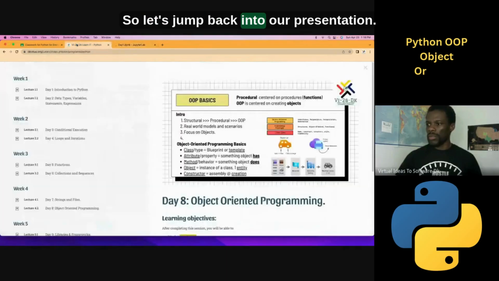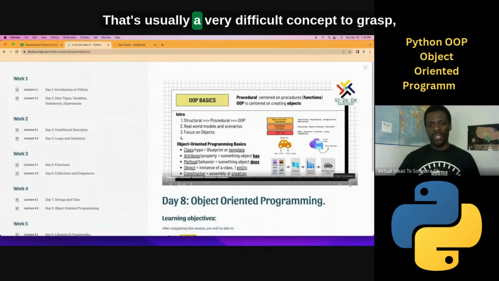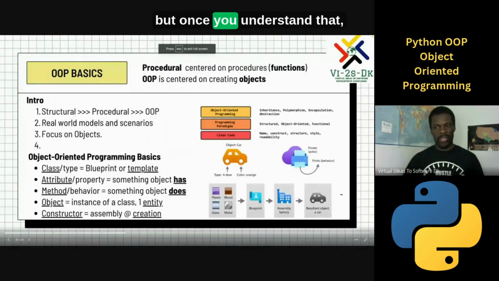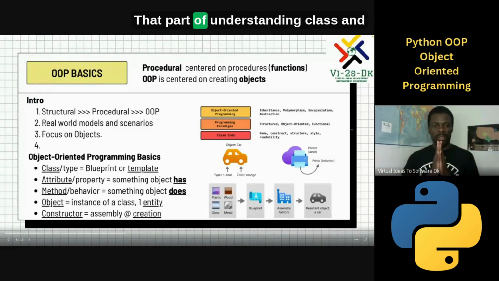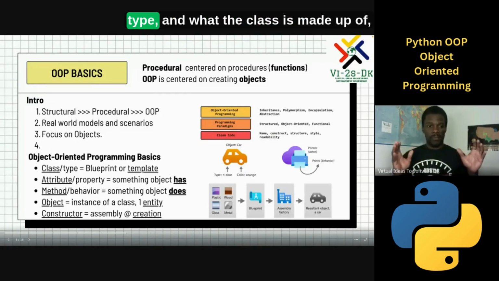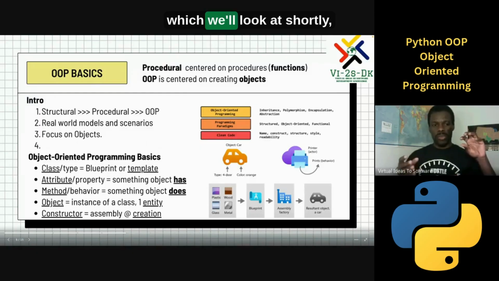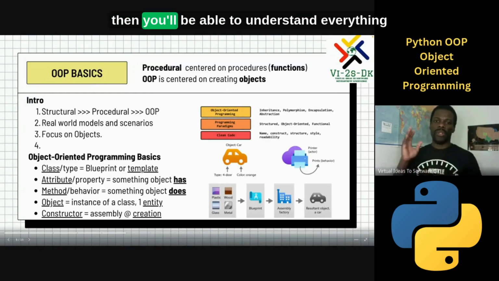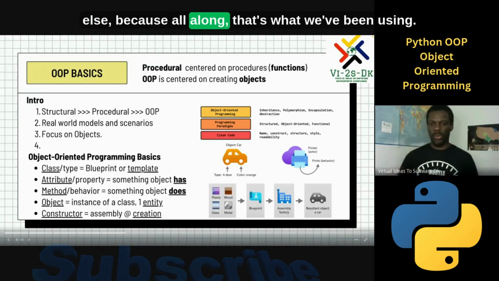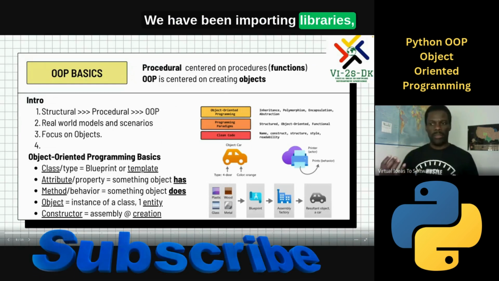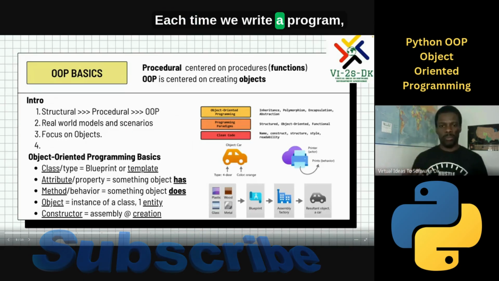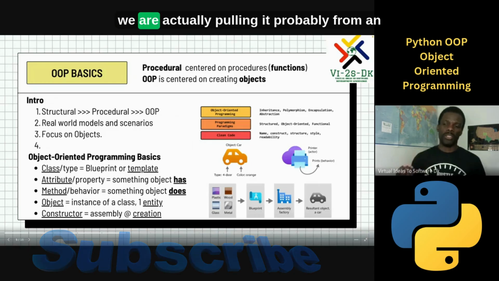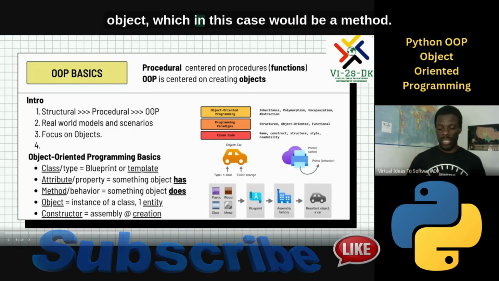So let's jump back into our presentation. That's usually a very difficult concept to grasp, but once you understand that, everything else becomes plain. Once you can get around that part of understanding class and type and what the class is made up of, which we'll look at shortly, then you'll be able to understand everything else, because all along, that's what we've been using. We have been importing libraries. Those libraries are extensions of classes that have been built. Each time we write a program, or each time we call functions, we're actually pulling it probably from an object, which in this case would be a method.